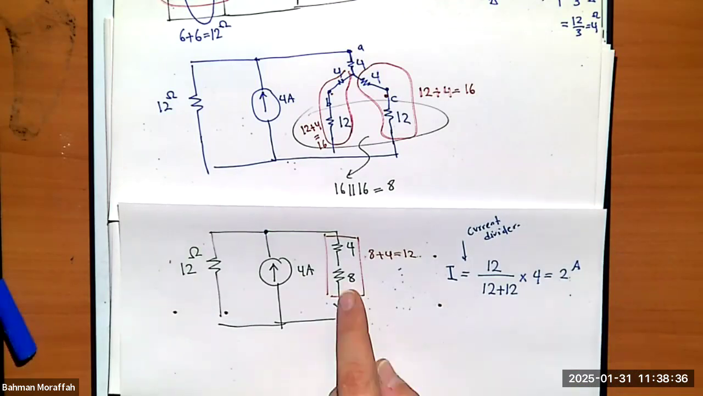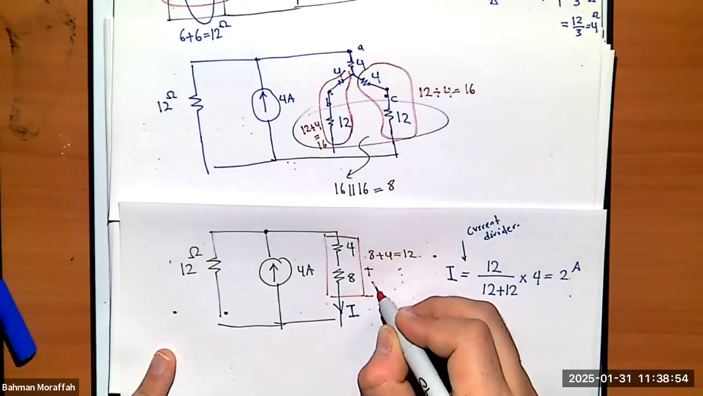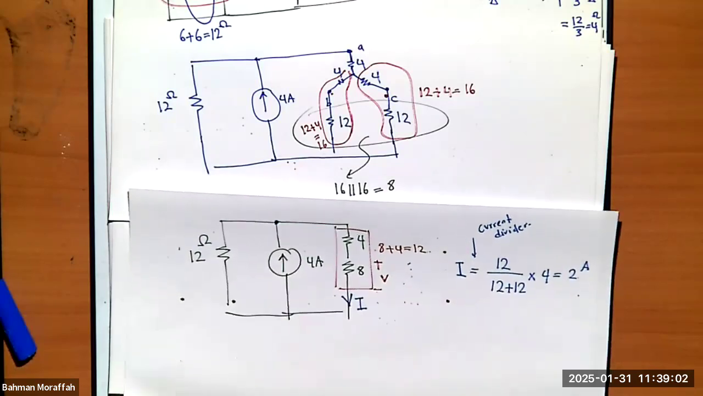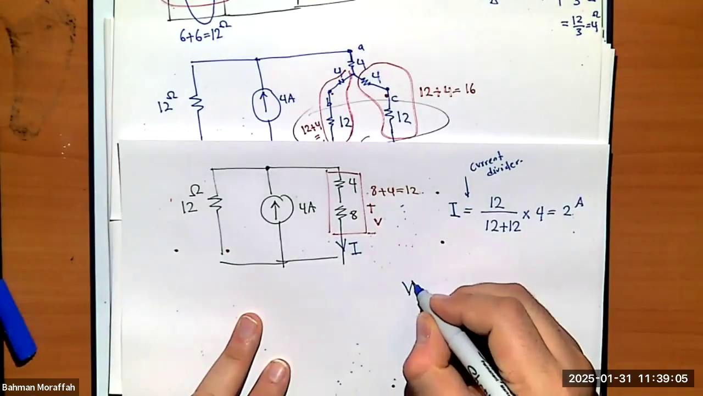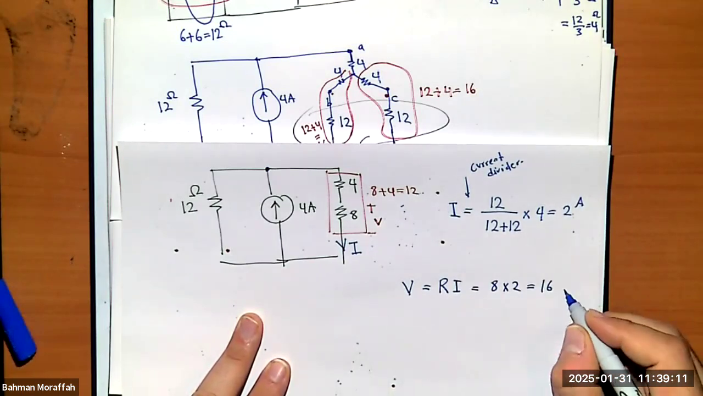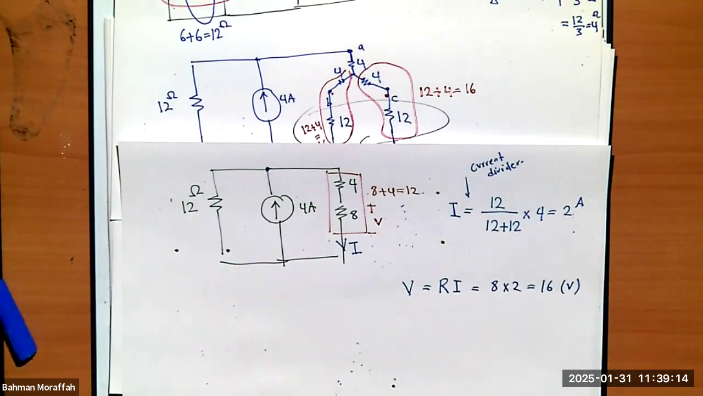Now I know the current through this 8 ohms resistance. What is the voltage across it? Let's just call this V. What is V? We have Ohm's law, right? So V equals Ri, which is 8 times 2, which is 16 volts. Okay.